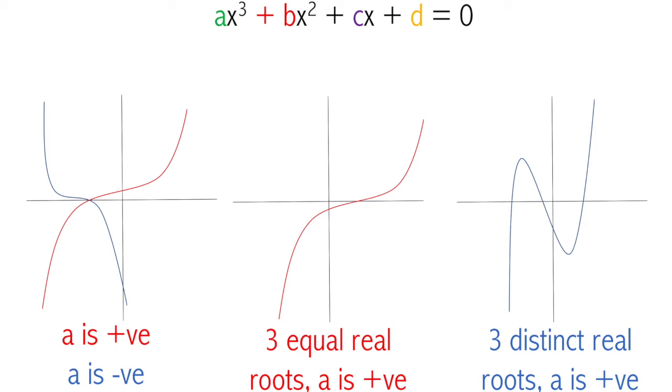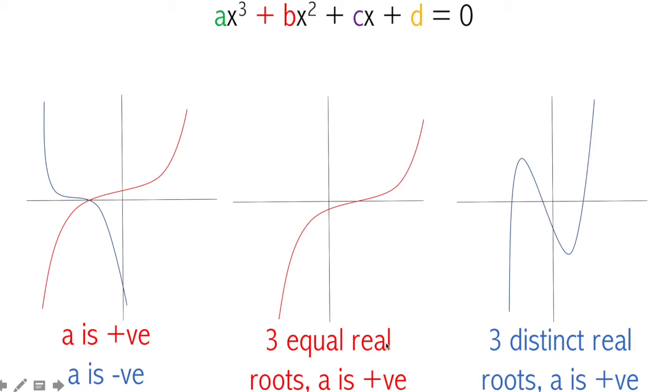If a is positive, the y values will be increasing from the left to the right. So as you can see, it is going upwards from the left to the right. If a is negative, it is going downwards from the left to the right. Here a is the coefficient of the x cubed term, or the first term.